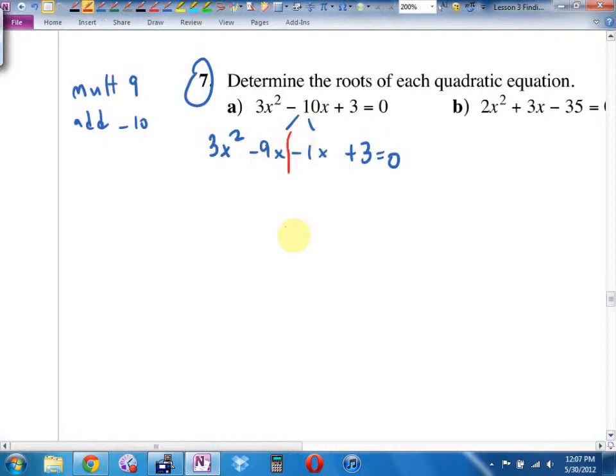Tatiana, GCF from the first two terms. What is the GCF from the first two terms? I know I caught you mid-bite, sorry. What is the GCF of the first two terms?